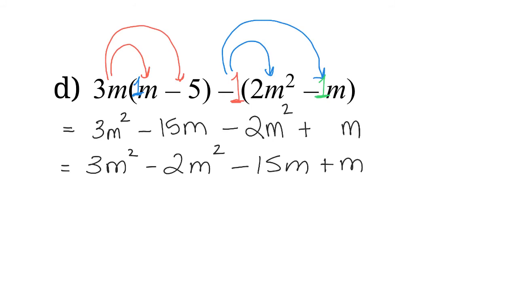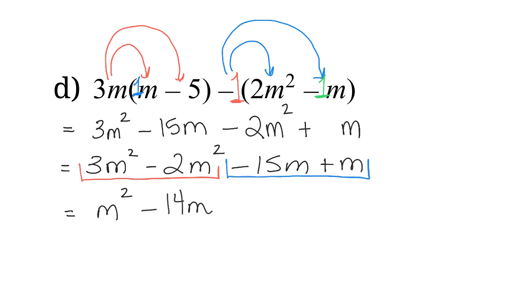And now you can perform the math. So 3m squared take away 2m squared is just 1m squared. Again, you don't have to put the 1 in the front. If you'd like to, you can. And then we have negative 15m plus m, which gives us negative 14m. So our final answer is m squared minus 14m.